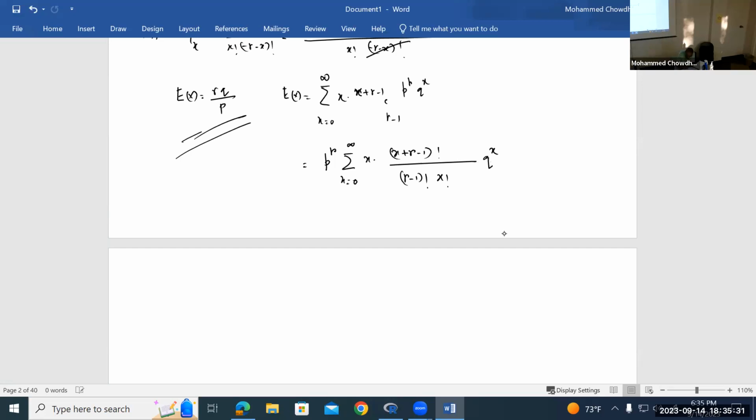So now, if it is written e to the power r, and then we want to bring a q from there, and we want to write x equal to 1 to infinity, because 1x is cancelled out, and then here we can write r minus 1, x minus 1, and then x plus r minus 1, and then q to the power x minus 1.